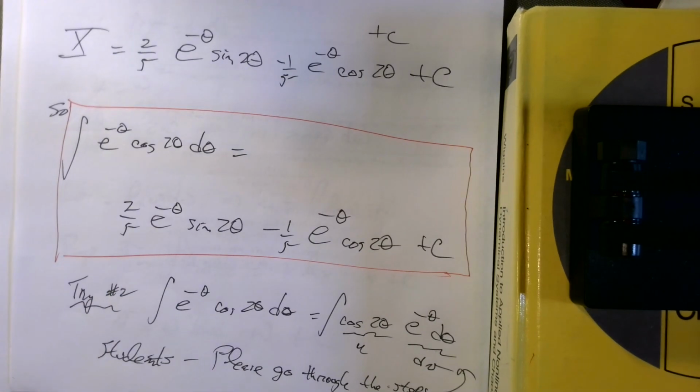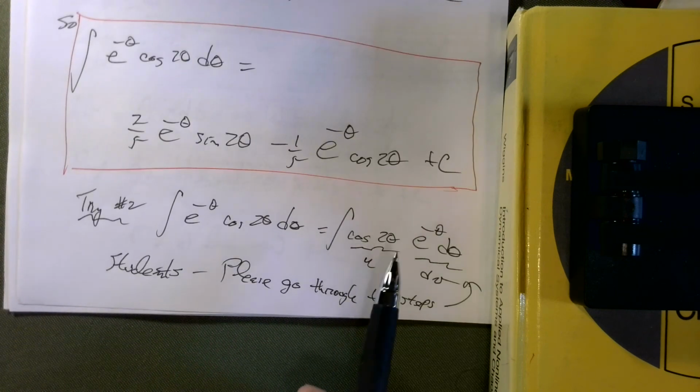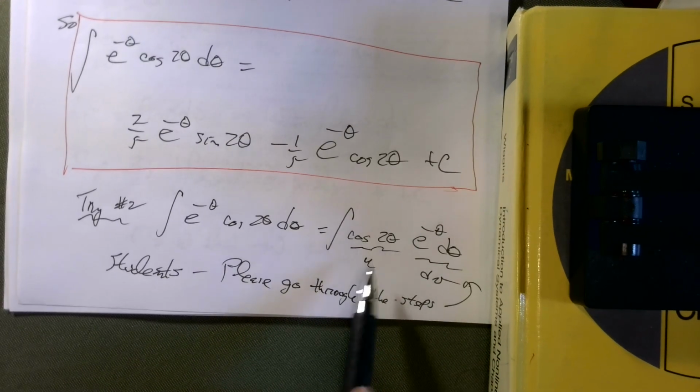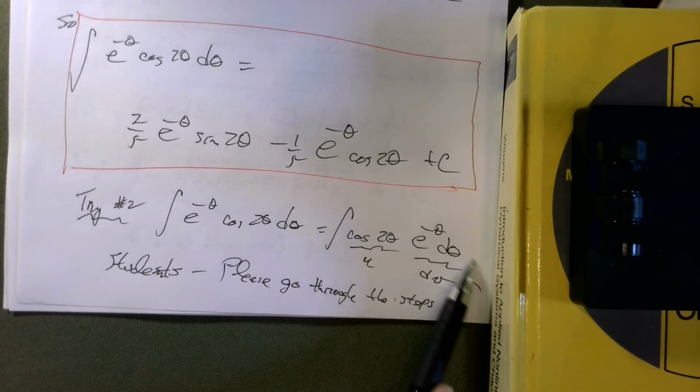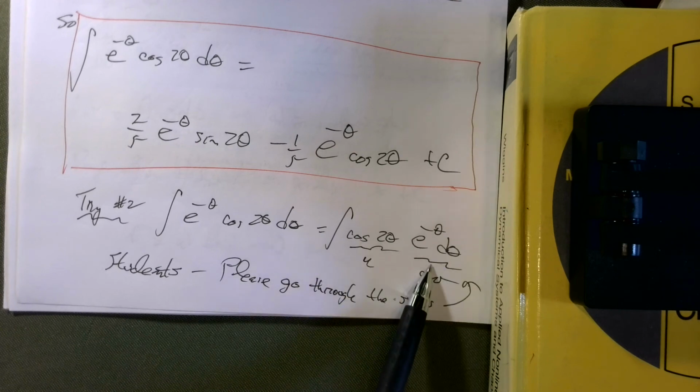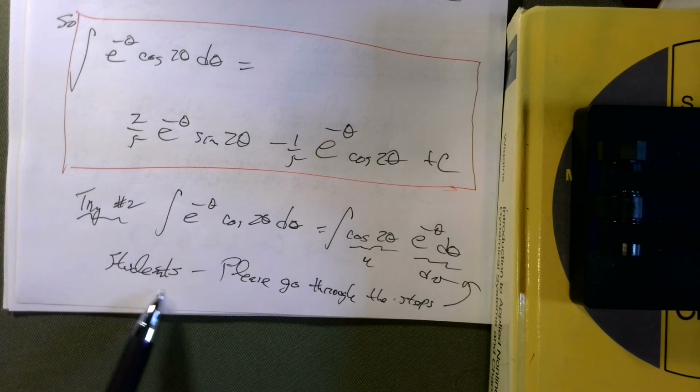Now, suppose we try the other way. So in other words, what I'm going to do is let the cosine be my u, and the e to the minus theta d theta be my dv. And guess what's going to happen? It's the same thing. Okay, so I want you guys to do that.